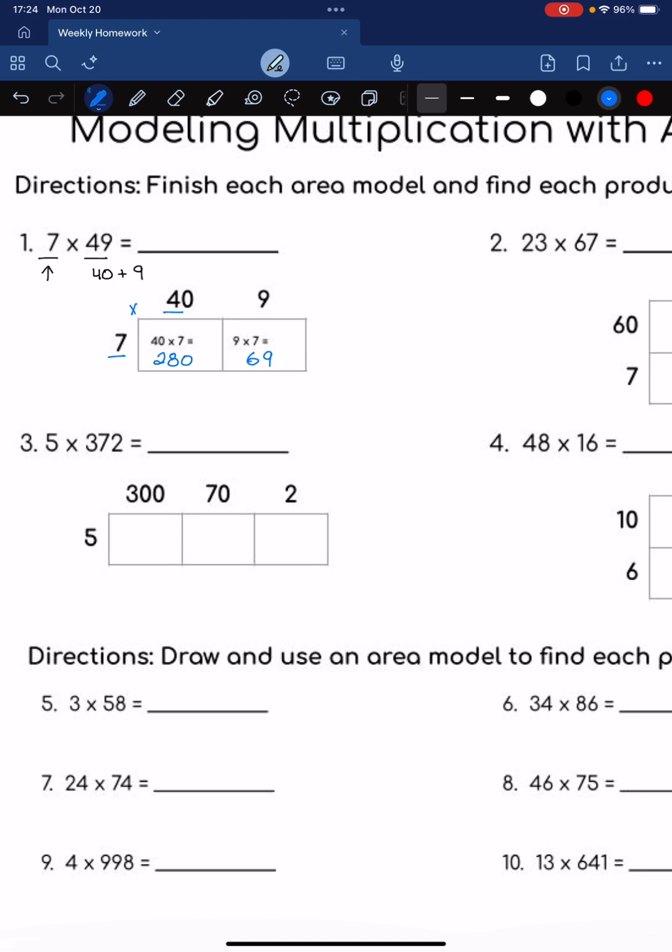Then you find the sum of the partial products, okay? Our partial products here are 280 and 69. So 280 plus 69 is equal to 349. Now, also, your kids are learning how to use scratch paper.